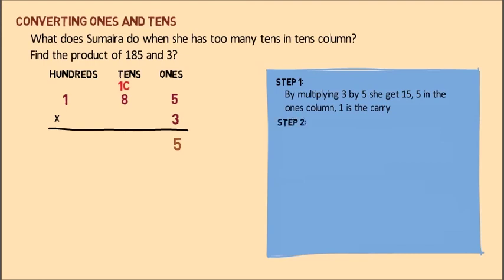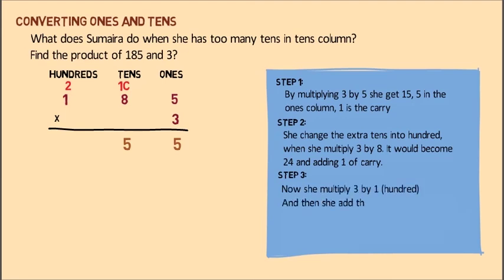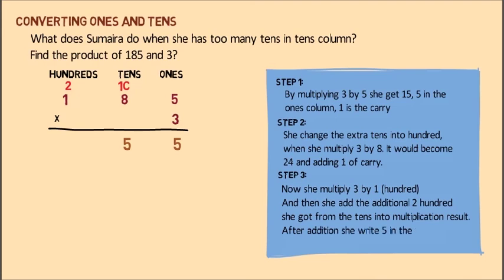Step 2. She changed the extra tens into 100 when she multiplied 3 by 8. It would become 24, and adding 1 of carry. Step 3. Now she multiplies 3 by 100, and then she adds the additional 200 she got from the tens into the multiplication result. After addition she writes 5 in the answer at the 100 position.